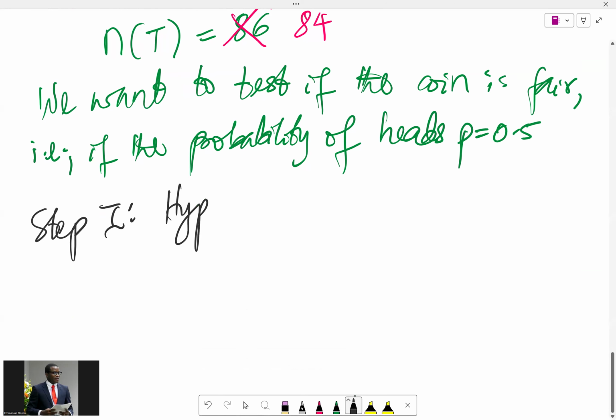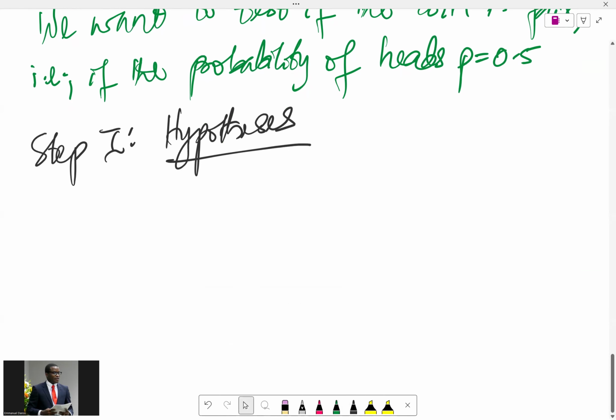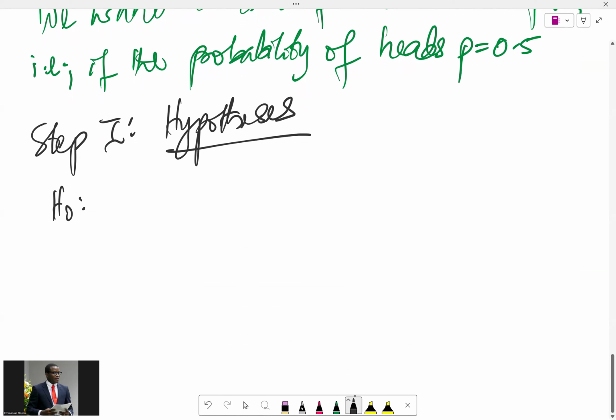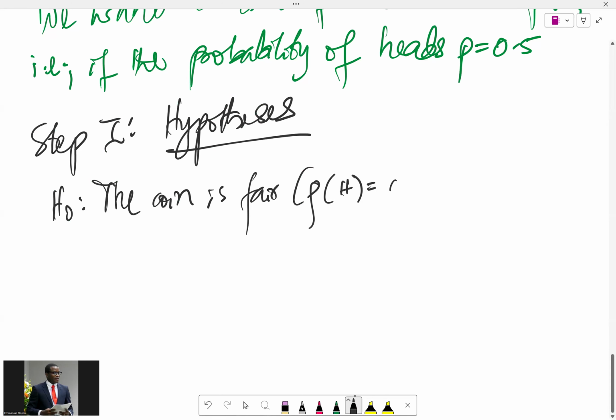So we talk about the hypothesis. Step one, let's talk about the hypothesis. The null hypothesis is such that we say the coin is fair, meaning that the probability of getting a head or a tail is 0.5. So that way we say the coin is fair.